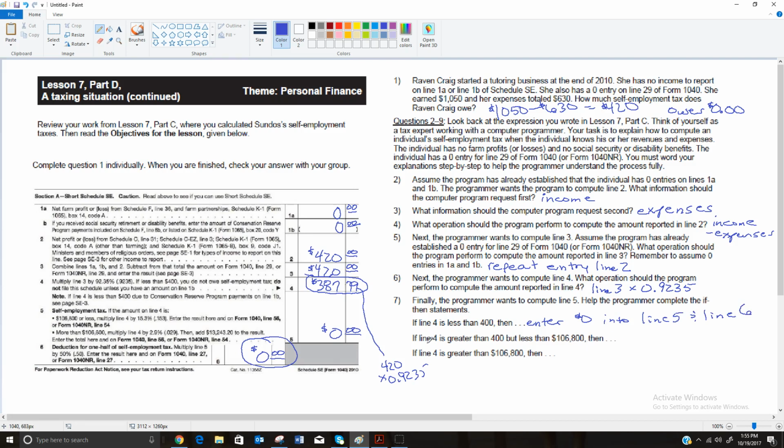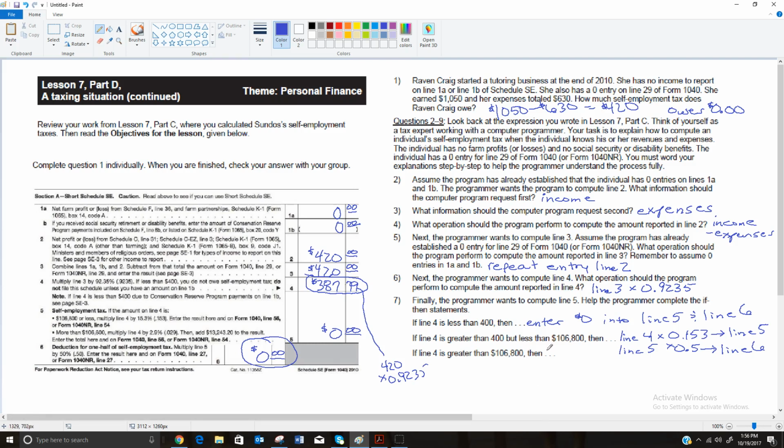Now, if line 4 is greater than $400, but it's still less than $106,800, then we're going to enter, well, let me hold off. Let me not say enter. We're going to take line 4 times 0.153, and we're going to put that into line 5. And then we're going to take line 5 times half, and we're going to put that into line 6.